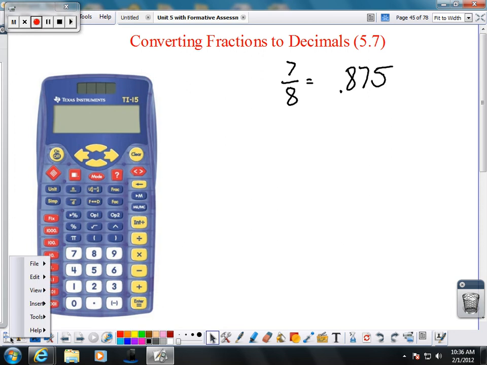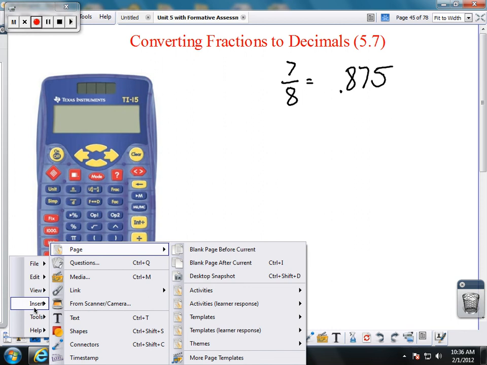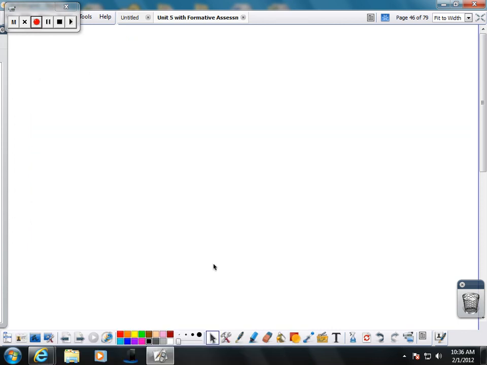One other thing that I wanted to show you in this lesson, I need to make a new page. So I want to insert a blank page after. It's just a quick refresher, not on converting, but on writing problems in prime factorization. So let's go ahead and take a look at a number like 32.